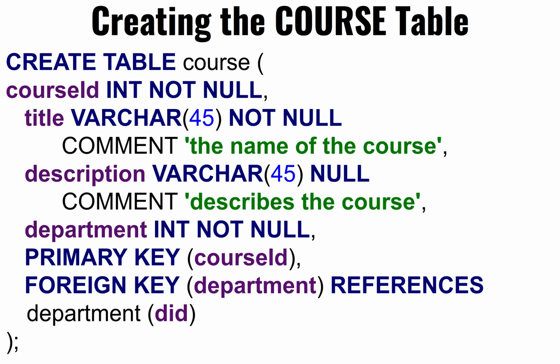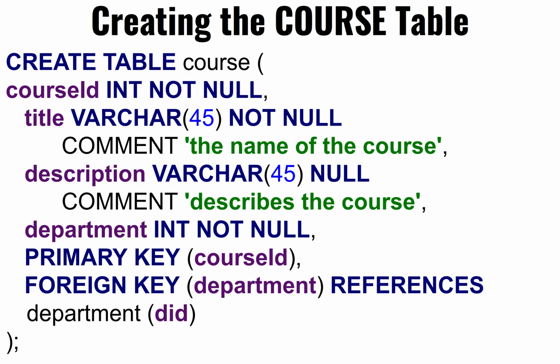A couple more. Here's a course with its primary key, course ID. Title is a string. Also, it's a good practice to add a comment that describes the field, right? Usually, some business logic or some business rule definition would be added there as a comment, a description.